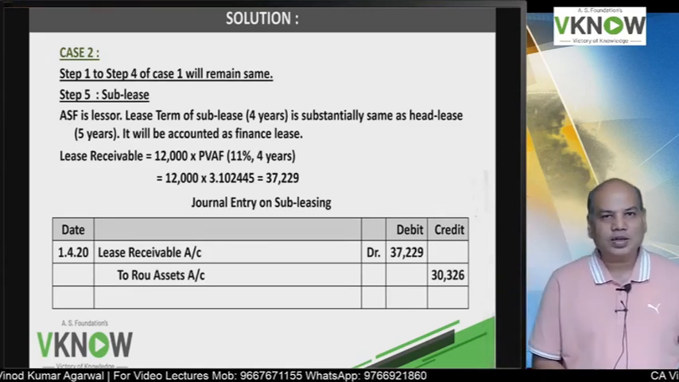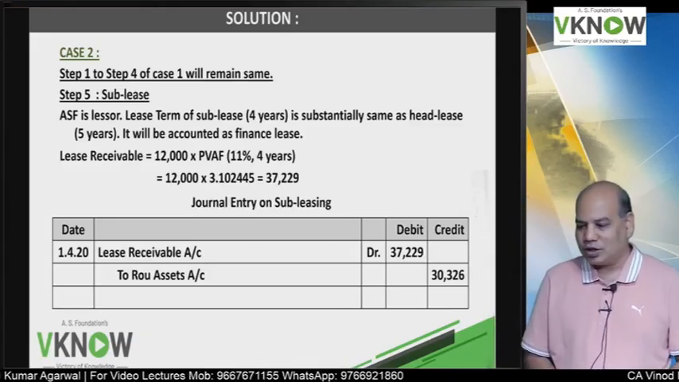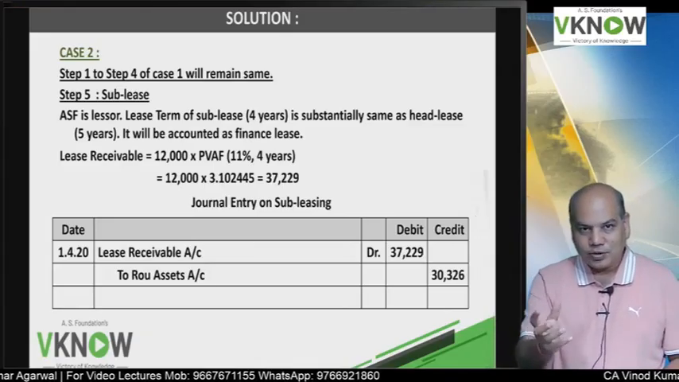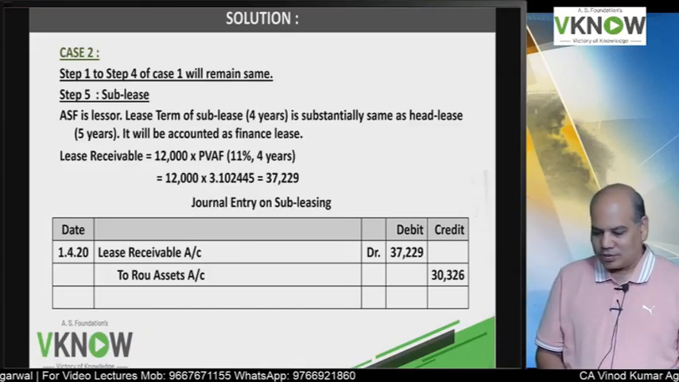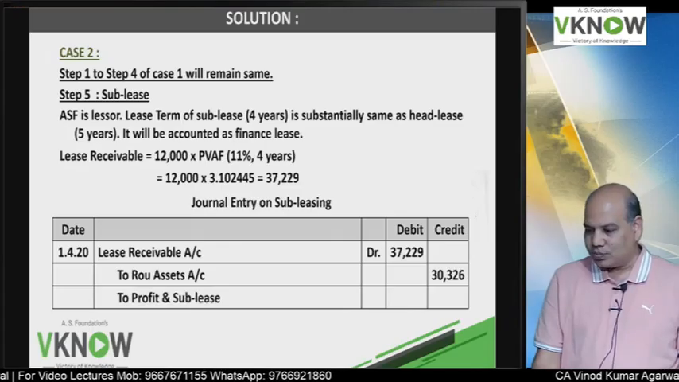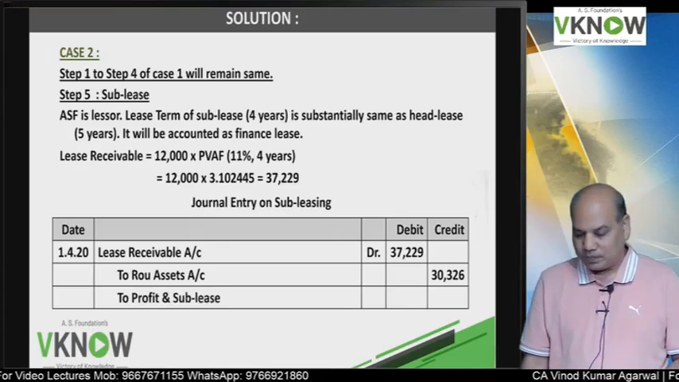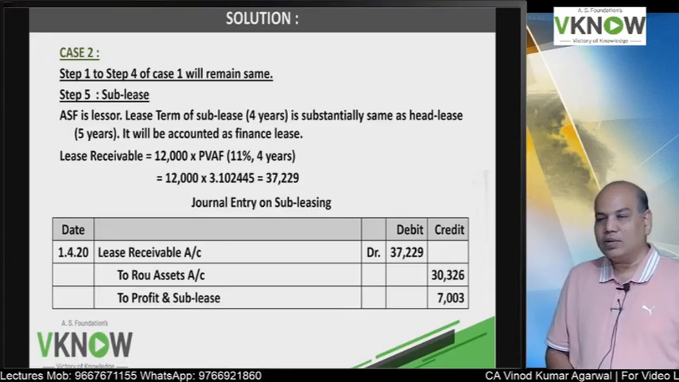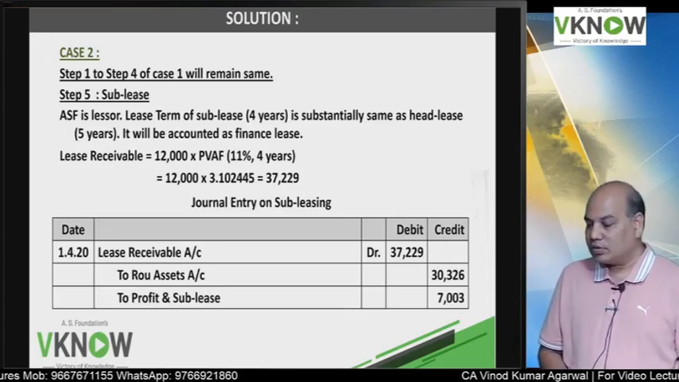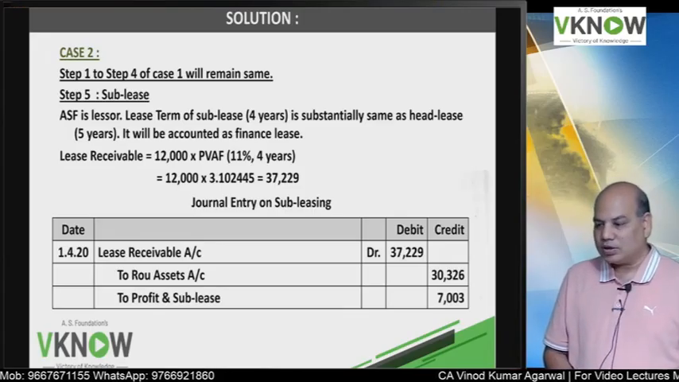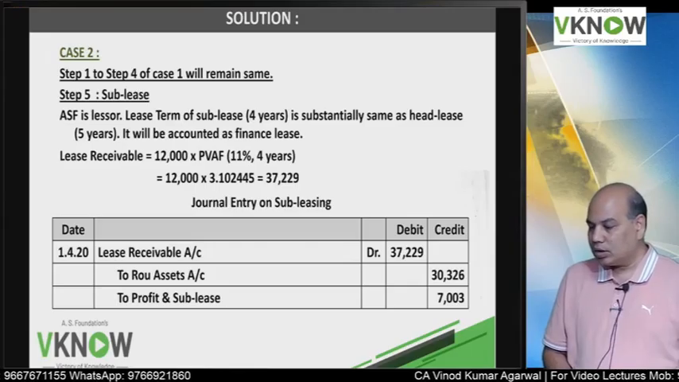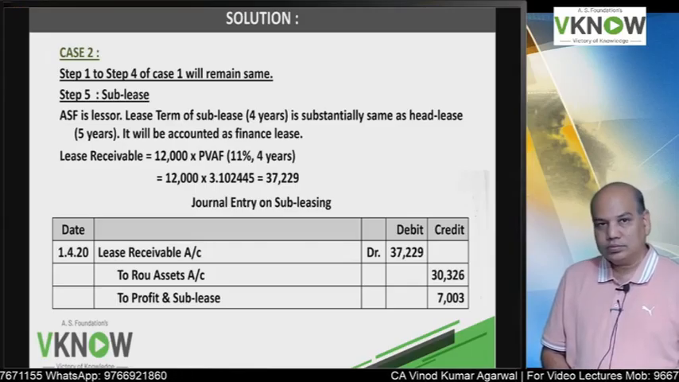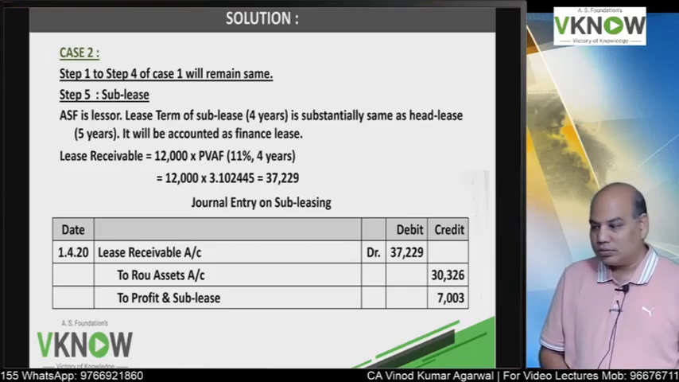That difference will be transferred to which account? Come on, quickly. The difference is transferred to the profit and loss account, being profit on sub-lease. 7003. 7003. Check the answer. Is it right now?